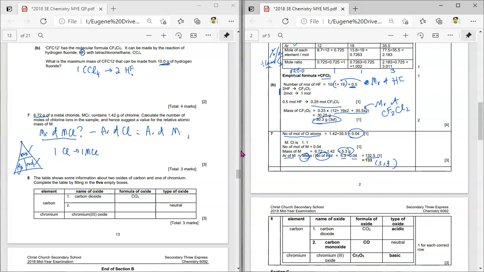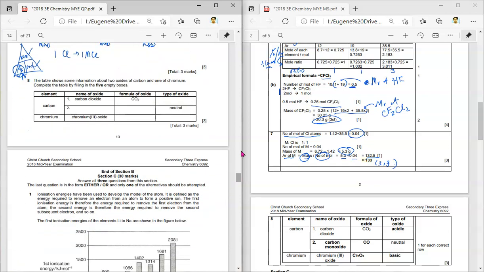In actual fact, this one will be good enough also. Any questions for this, feel free to text me. So the question uses the mass of MCl minus the mass of Cl to find the mass of M, and then from there divide by the number of moles to get the AR. Next one, question 8.